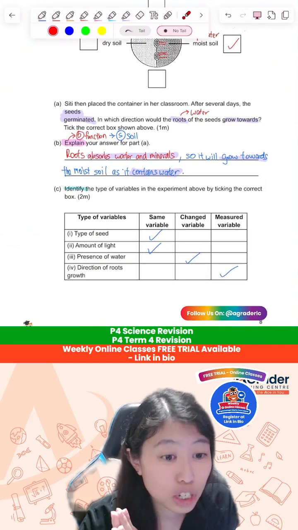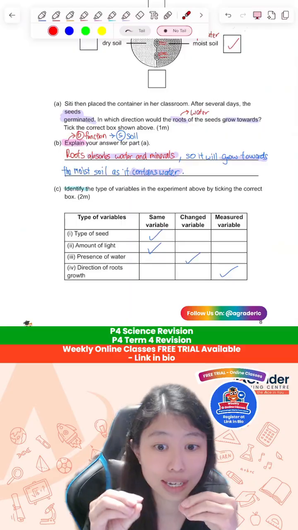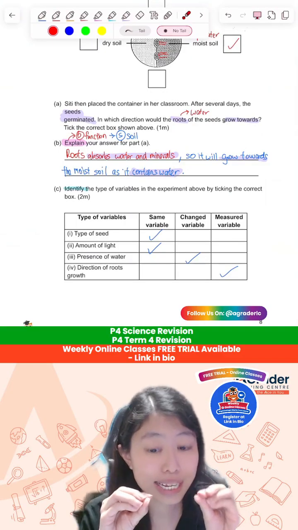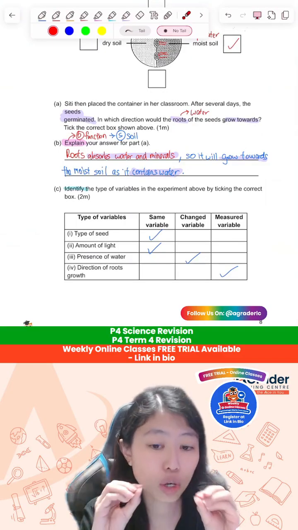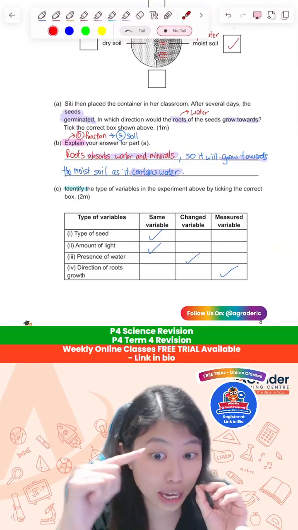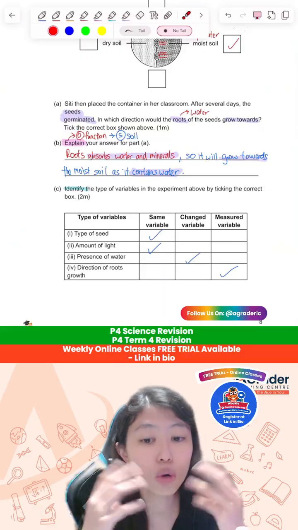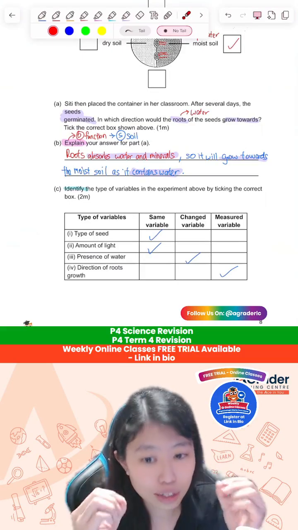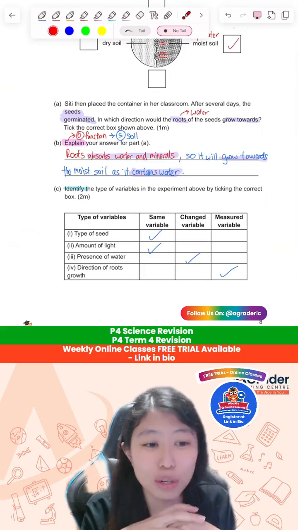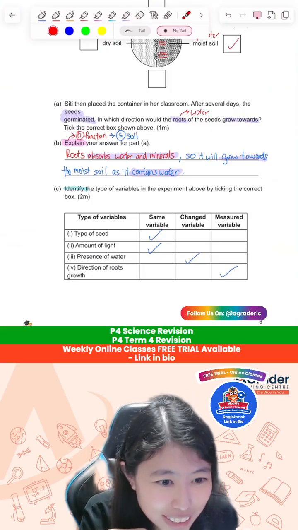Germination means when the seed starts to grow into a seedling, into a young plant. That process is called germination. So the moment the roots come out, you can see the roots. It shows you that the seed started to grow. The seed started to germinate. So that's germination.